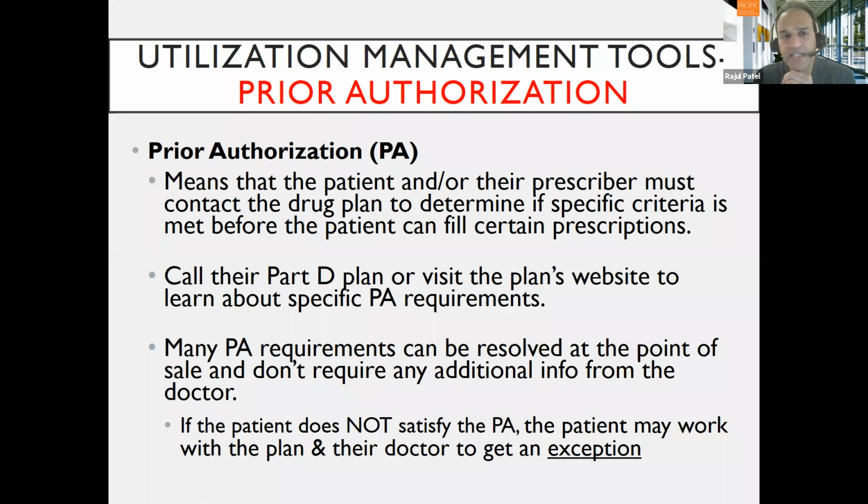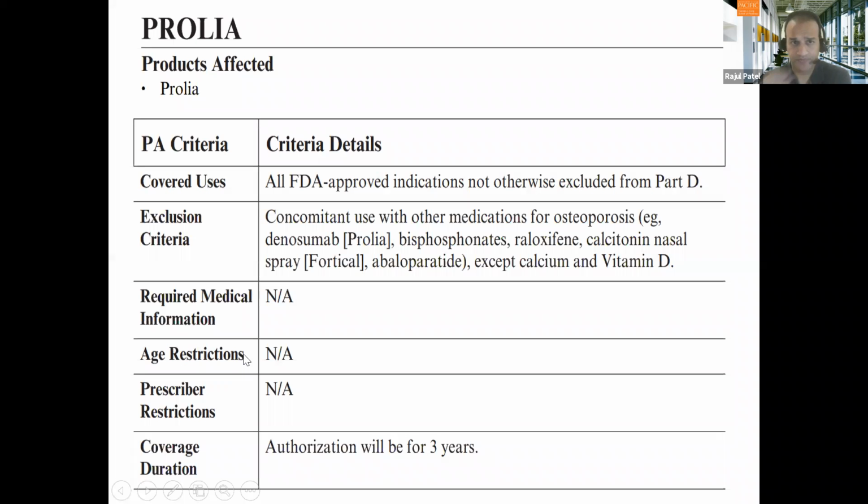What this means is simply that the patient and/or the prescriber must make sure that the patient satisfies certain criteria before they're going to get access to a particular medication. The drug is on the formulary, but I can't just get it without ensuring that I fulfill certain criteria. And here's just a couple of examples.